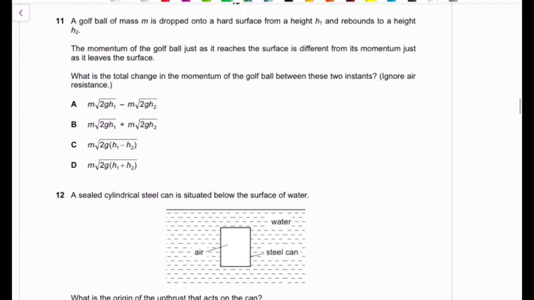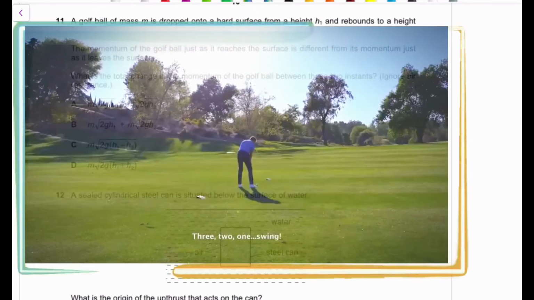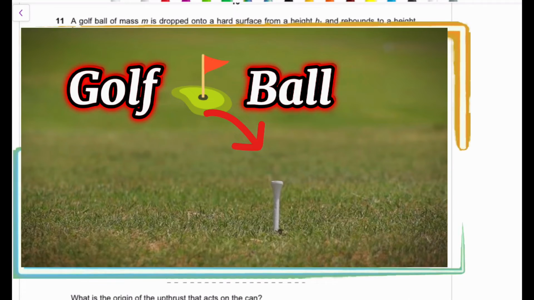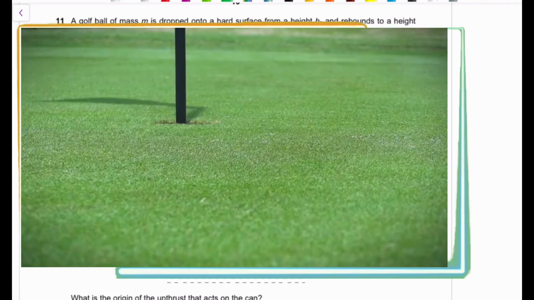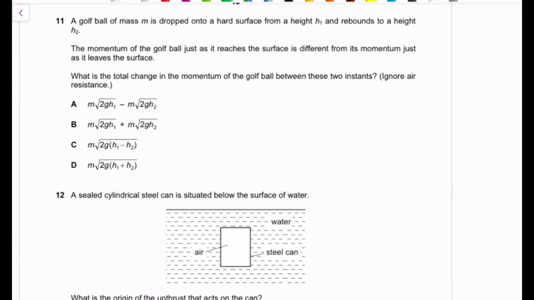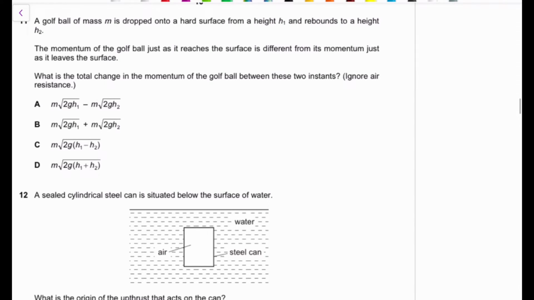Okay, number 11, we've been given a golf ball. If you've played golf, or you've seen people play golf, it's played using a golf ball, the white ball. That ball is dropped onto a hard surface from a height h1 and rebounds to a height h2. So the momentum of the ball changes. How does it change, and why does it change? Well, let's answer those questions.